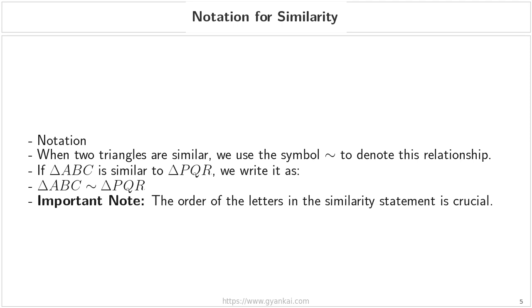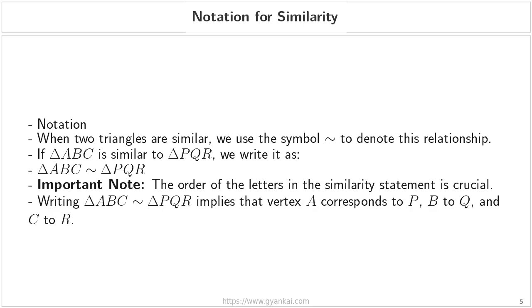Now, I want you to pay very close attention to this next part, because it is a common pitfall in geometry. The order of the letters in this similarity statement is absolutely crucial. It isn't just a random list of vertices. When we write triangle ABC is similar to triangle PQR, that specific order carries a mathematical promise. It implies a direct correspondence. It tells us that vertex A corresponds to vertex P, vertex B corresponds to vertex Q, and vertex C corresponds to vertex R. Keeping this order in mind is vital, especially when we move on to applying these rules to real-world scenarios, like the architectural blueprint example we are about to see.